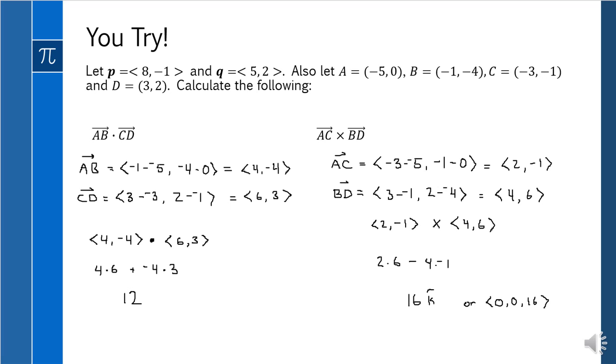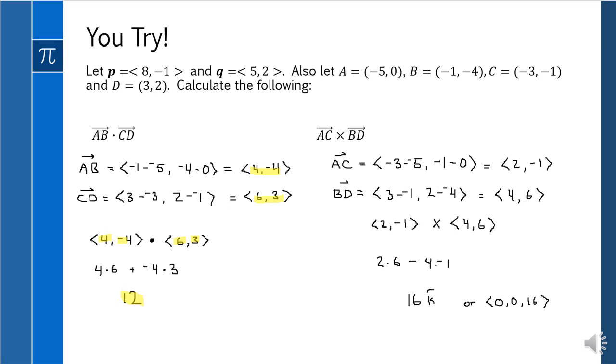And here are your solutions. So I came up with vector AB in component form being 4, -4, and vector CD being 6, 3. Then if you dot product those two, you multiply the x components, 4 times 6, you multiply the y components, -4 times 3, add them together, and you get a scalar answer of 12.